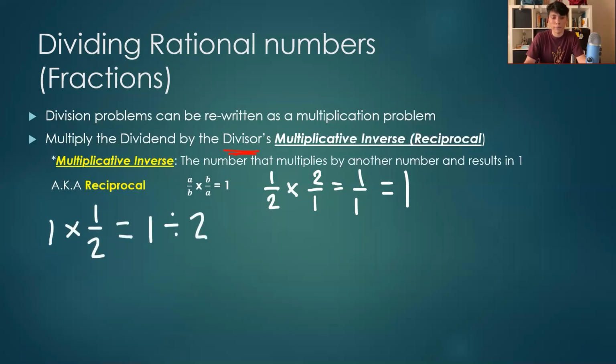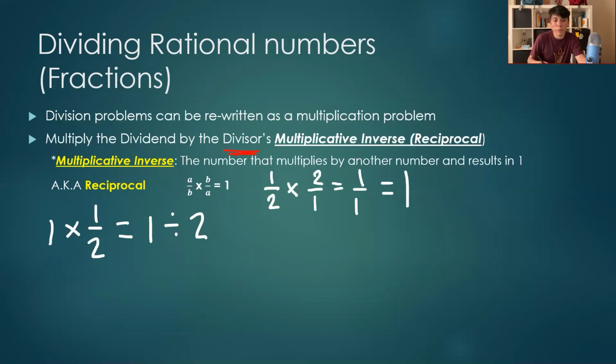So let's look at the problem 1 divided by 2. If what we're saying is true, that we can make this into a multiplication problem by just changing the operation and flipping the divisor, then the reciprocal of 2 would be half. Then this statement should be true: 1 times half equals 1 divided by 2.